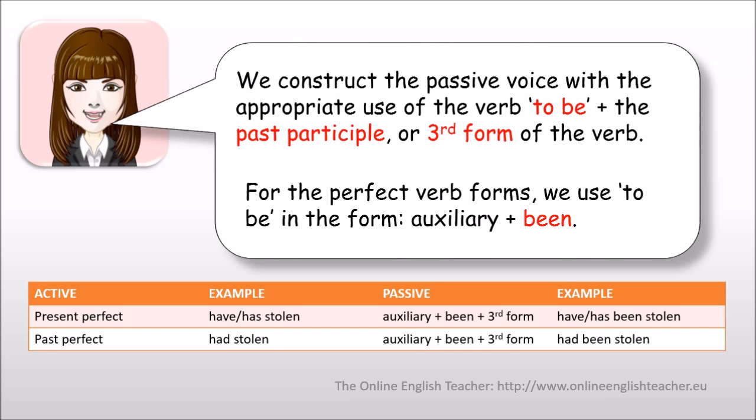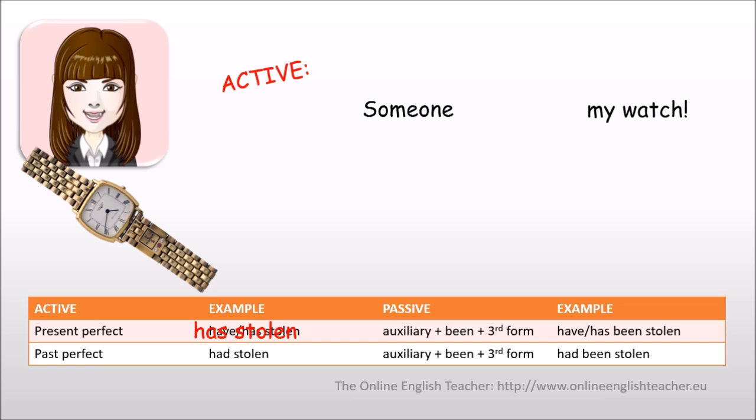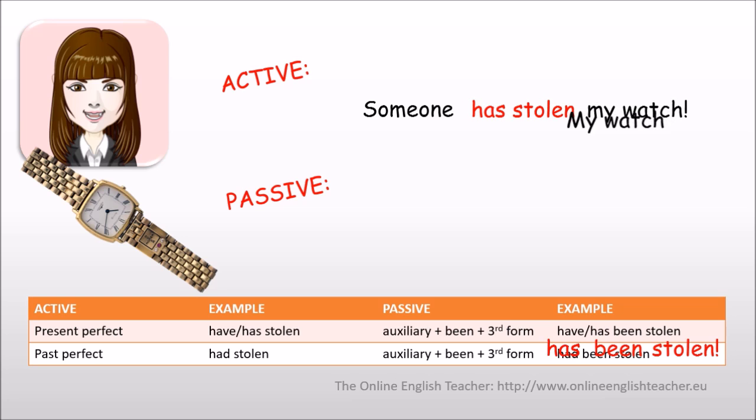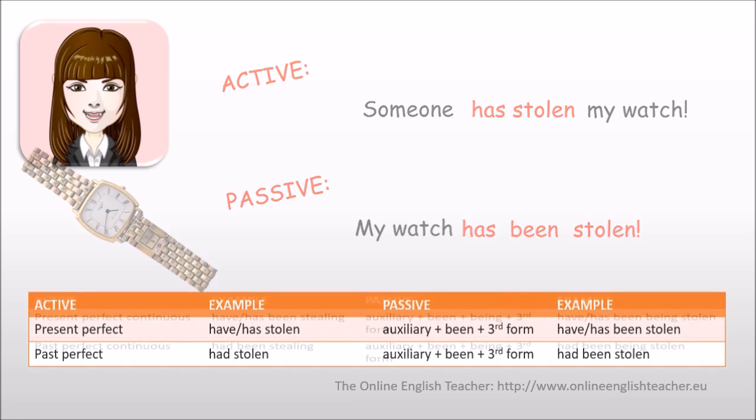For perfect tenses, the correct form of to be is been. So present perfect and past perfect use the auxiliary plus been plus the third form or the past participle of the verb. An active example in the present perfect. Someone has stolen my watch. In the passive, my watch becomes the new subject. We keep the auxiliary verb, in this case has for present perfect, the correct form of to be, been for perfect forms, and finally the past participle stolen. My watch has been stolen.